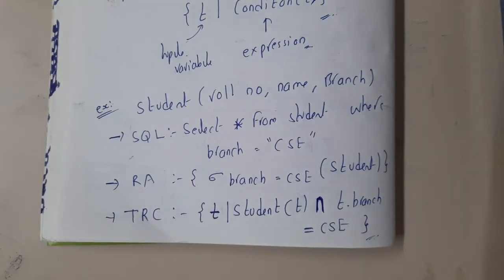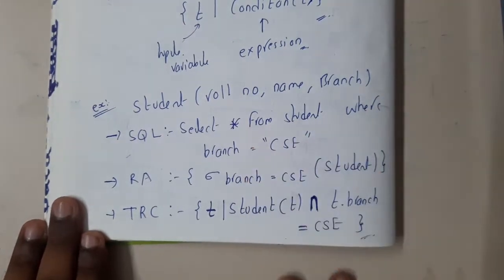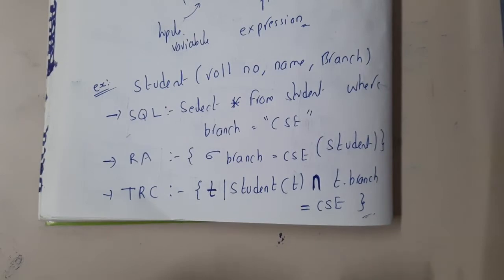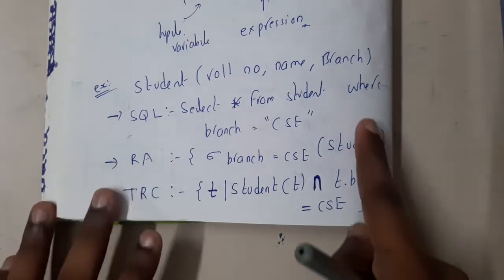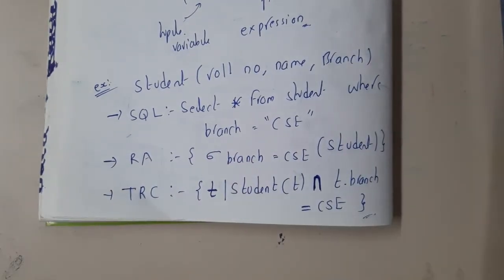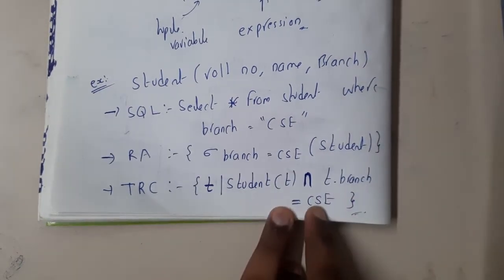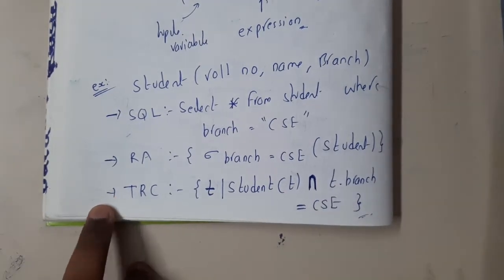When it comes to tuple relational calculus, this statement will look in this way. As you are looking at it for the first time, it might be a bit confusing, but try to observe a few things. What is the condition in our statement? The condition is that branch should be equal to CSE. If you observe carefully, we are checking that only: branch equal to CSE. Now you may have a doubt: why did we use T dot branch?